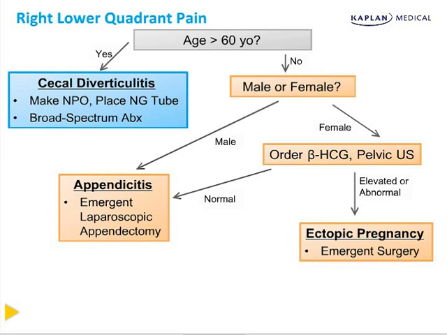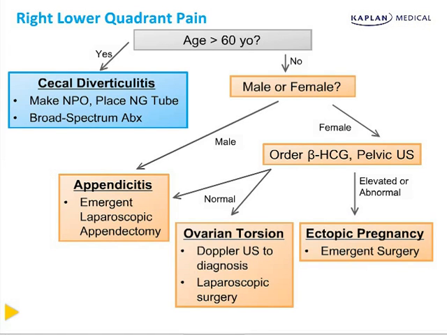If the pregnancy test and ultrasound are normal, your young female patient likely has appendicitis, but you must rule out ovarian torsion first. This is done via Doppler ultrasound, which can assess blood flow to the ovary. If torsion is present, an emergent laparoscopic surgery must be performed in an attempt to relieve the vascular abnormality, reestablish blood flow, and hopefully salvage the affected ovary.